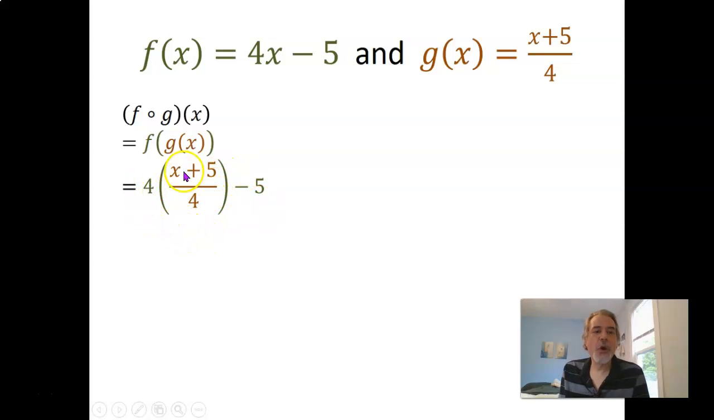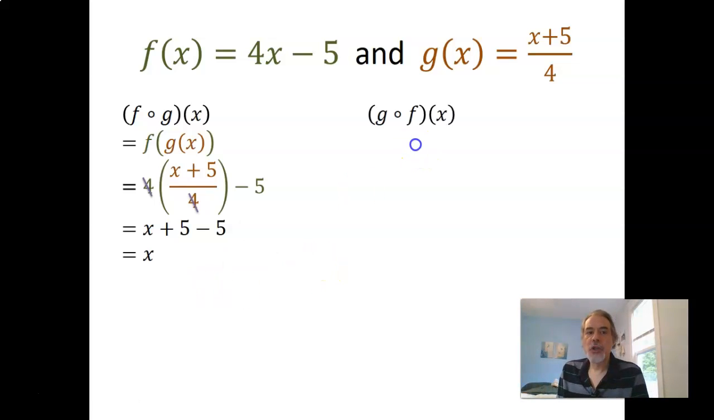Now, when we take 4 times (x plus 5) divided by 4, the 4 divided by 4 would just be 1, times x plus 5 is just x plus 5. Minus 5 would just be x. So we end up with just x.